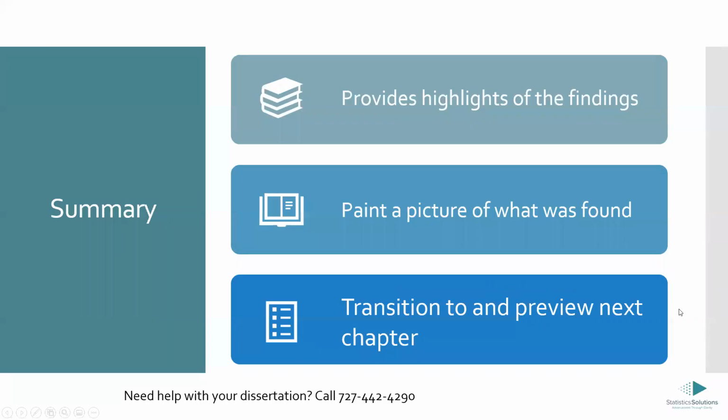In your chapter summary, you want to highlight, again, your findings, your results. What are the key takeaways? If someone only read the summary of this chapter and needed to get an idea of what your study was about, what would they need to know? Okay, so that's what goes into the summary. In some ways you can think about it like the elevator pitch, right? So what are those key points just distilled down to the summary? What were the key findings? Paint a picture of what you found, right?